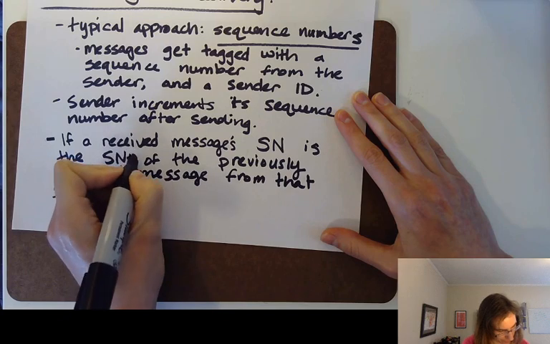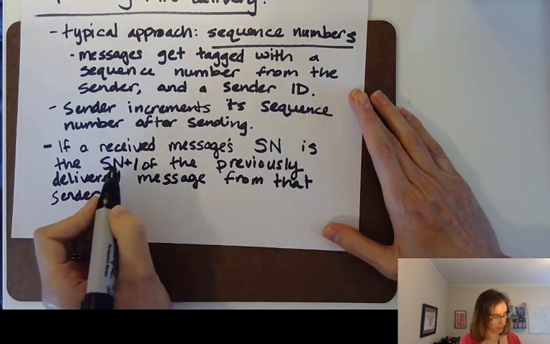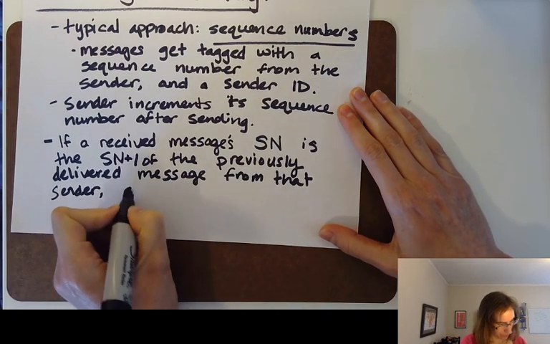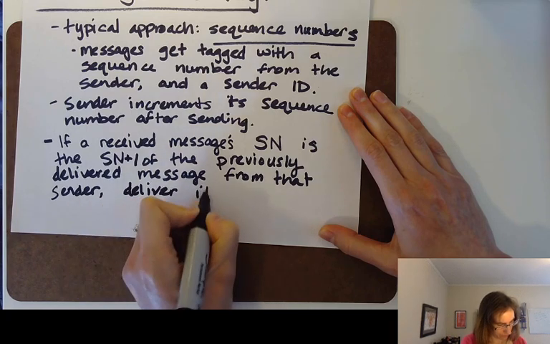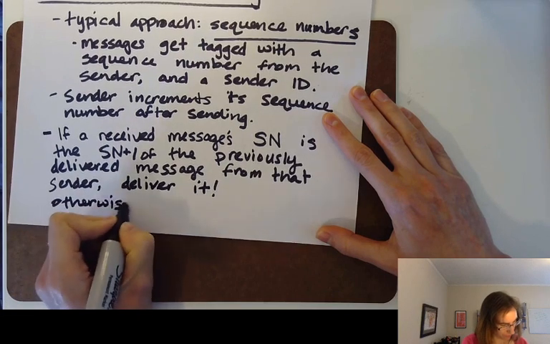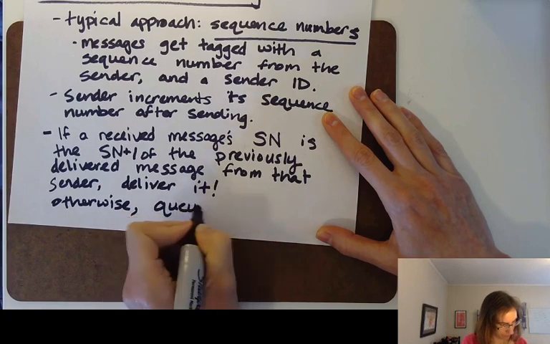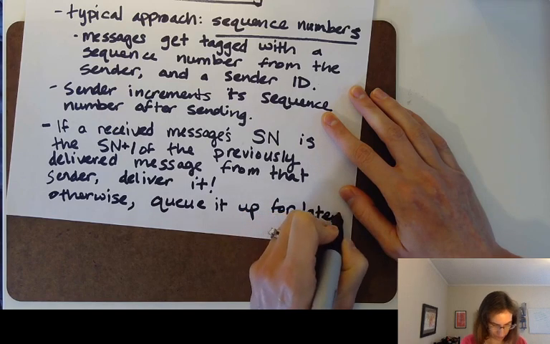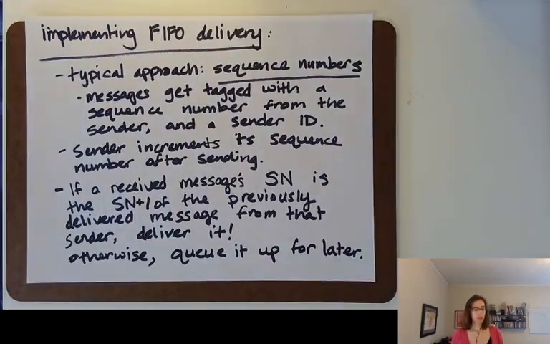Sorry, SN plus 1. If a received message's sequence number is the sequence number plus 1 of the previously delivered message from that sender, deliver it. Otherwise, queue it. Queue it up for later. So this is one way to implement FIFO delivery. In the way that I've sketched it out here, what are some situations where this would not work?